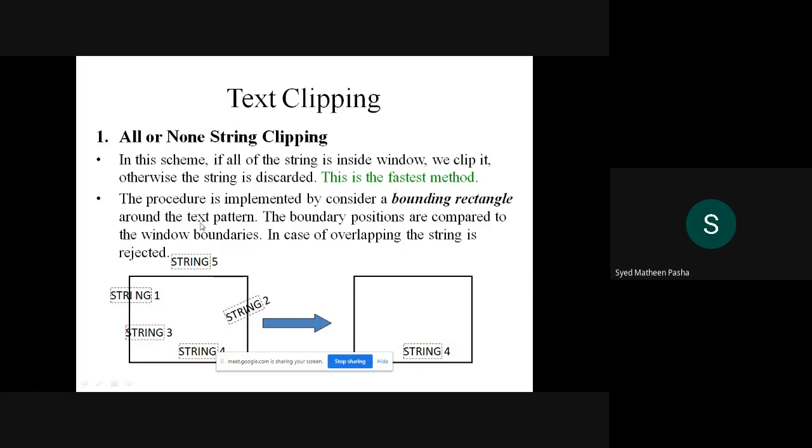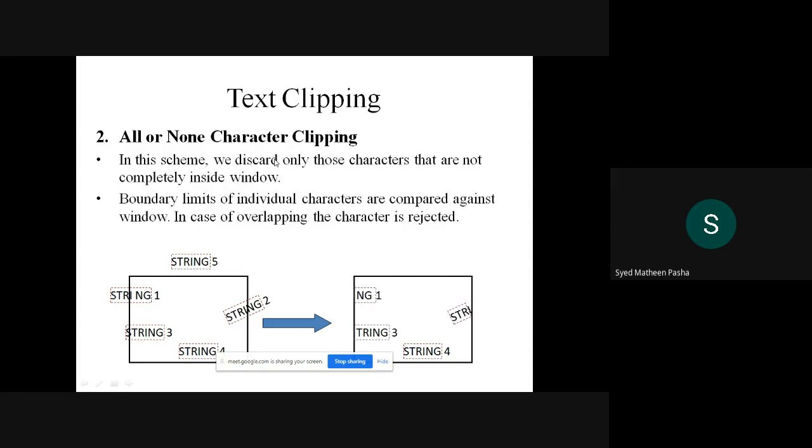As I told, the procedure is implemented by considering a bounding rectangle. I can call this a bounding rectangle around the text pattern. The boundary positions are compared to the window boundaries. In case of overlapping, the string is rejected. That is nothing but if there is overlapping in the strings, that kind of case is rejected with respect to this particular clipping. So that is about all or none string clipping.